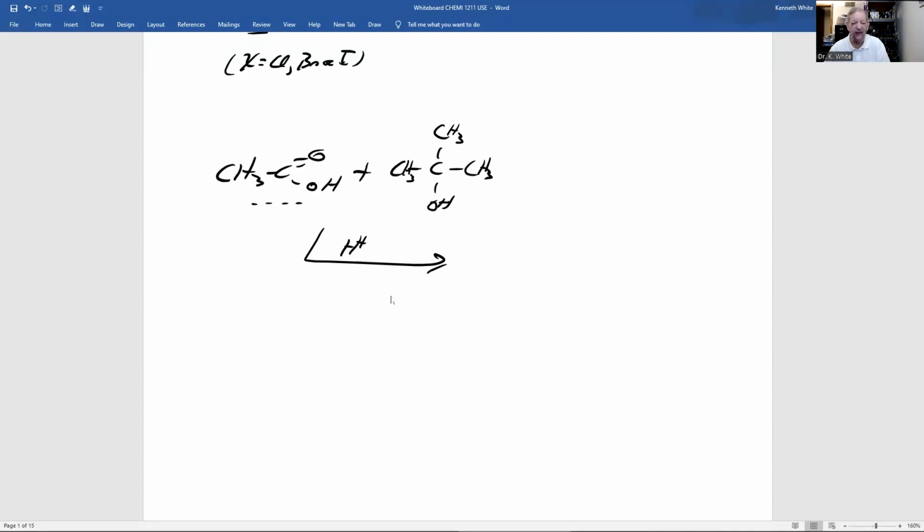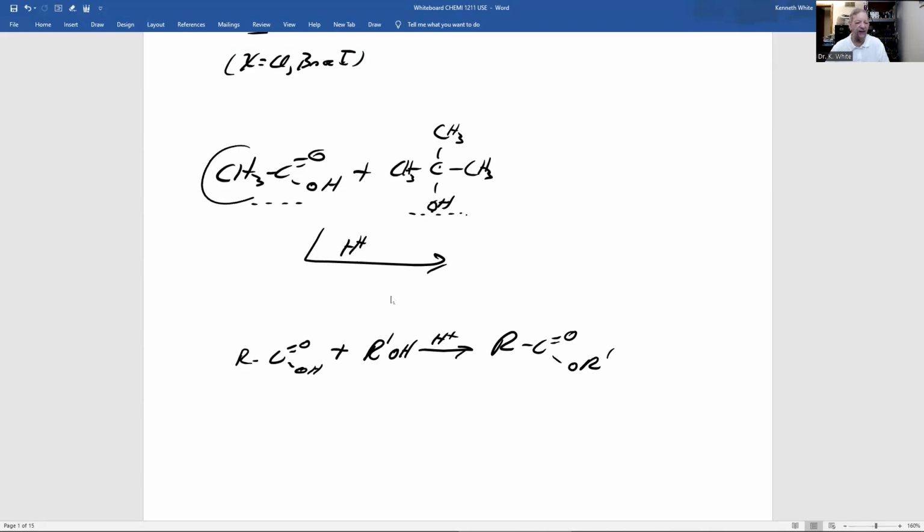What is this? Well, we've got a carbonyl with a hydroxyl group on the carbonyl carbon. It's a carboxylic acid. And if we look at this other molecule, I've got an OH group on a carbon. That's an alcohol. I have acid catalyst and I form an ester.